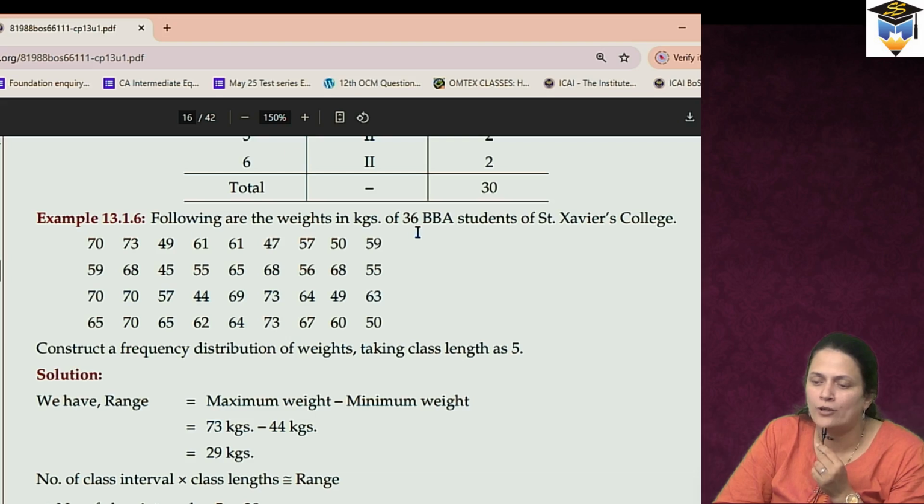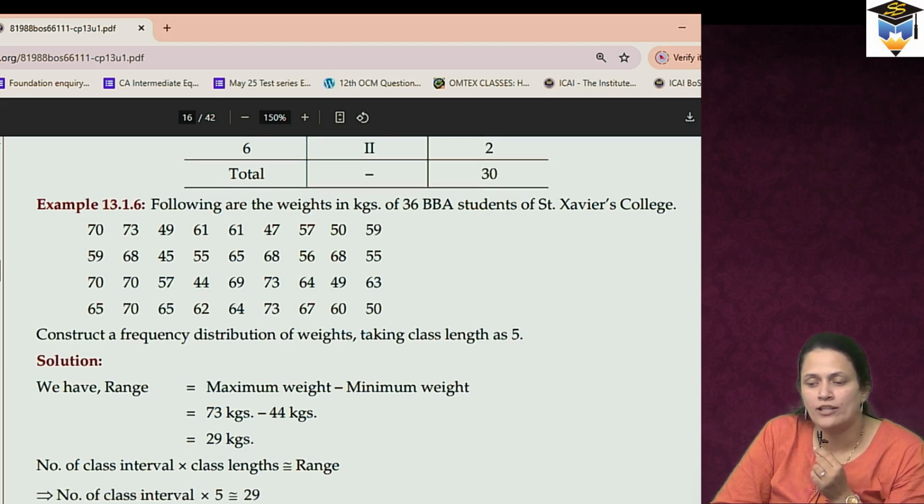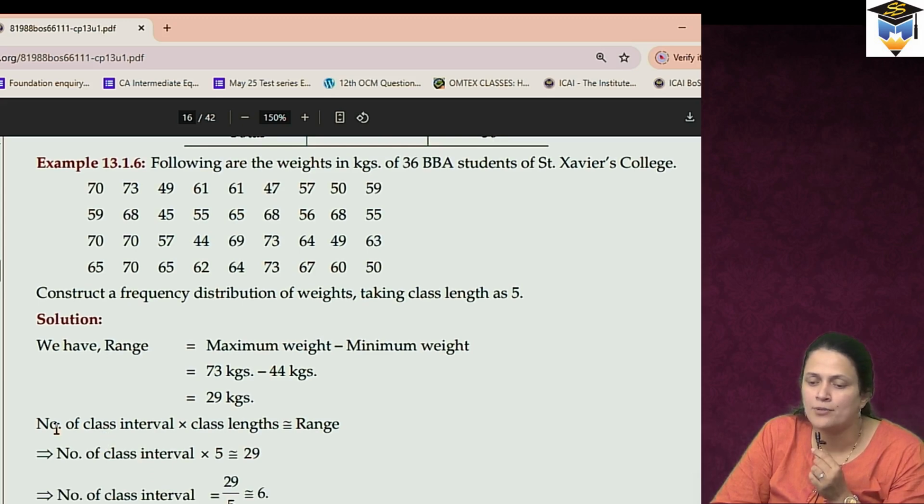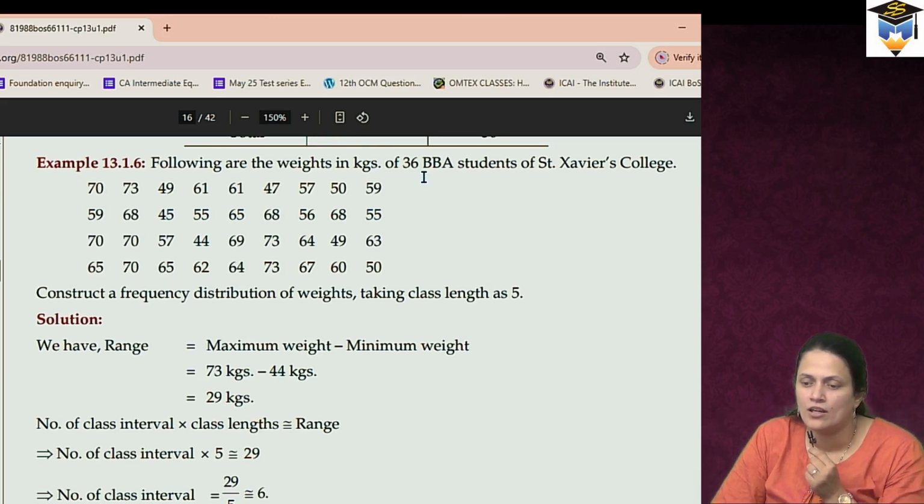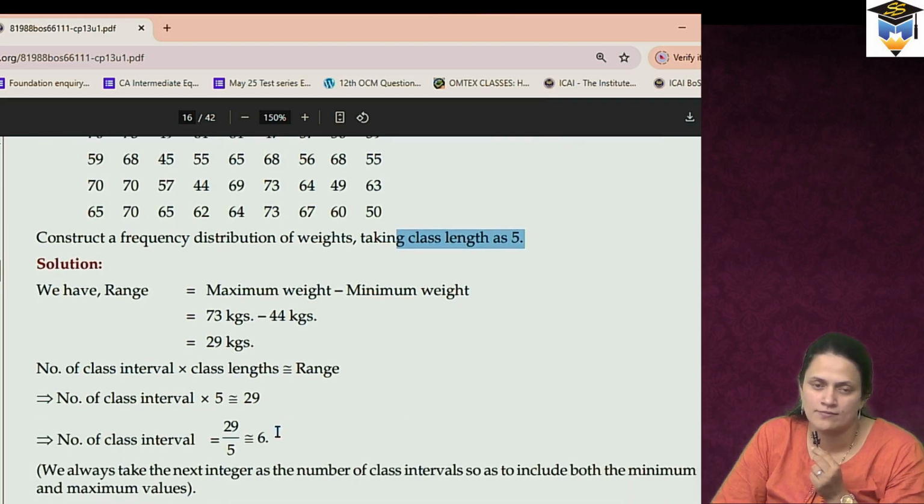Now if you want to find the range for this particular data, the range is given by maximum weight minus minimum weight. So here the range is 29 kgs. Now we have to find the number of class intervals, which is not known to us. Class length is given as 5. So the number of class intervals will be 29 upon 5, and the answer will be 6. So have you understood how to calculate?